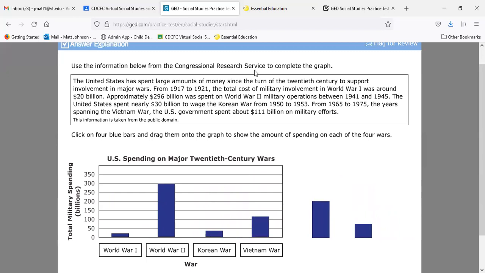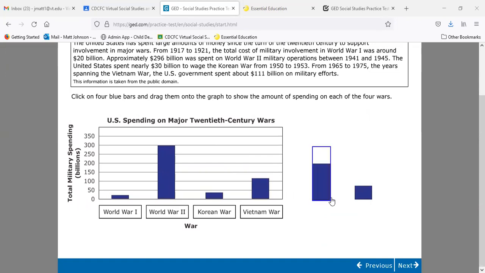Okay, so I think we got it figured out here, right? And this one is a little bit of eyeballing, right? But we can check again. So World War I, 20 billion total. So that looks about like 20 billion. World War II, 300 billion, or close to it, right? 296 billion. We definitely got that one correct. Korean War, about 30 billion. I think we got that. And then certainly Vietnam as well, which is about 111. So I think this should work, right?